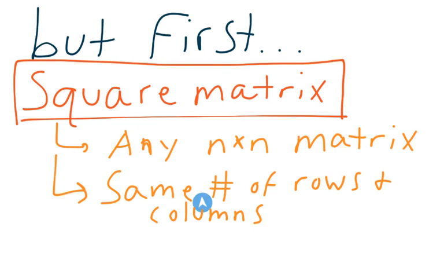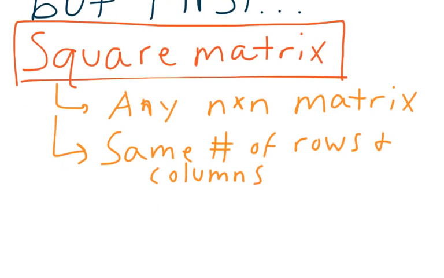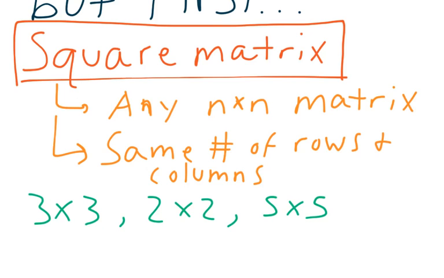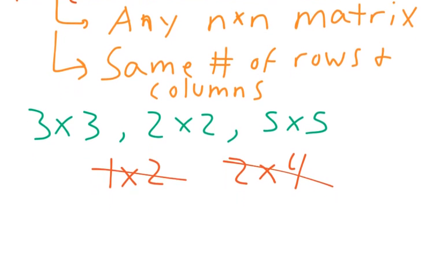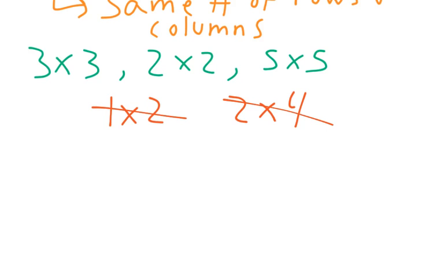So a 2 by 2 or a 1 by 1 or a 3 by 3, anything like this, a 5 by 5, right? So definitely not a 1 by 2, right? That's not a square matrix. A 2 by 4, right? Not a square matrix.